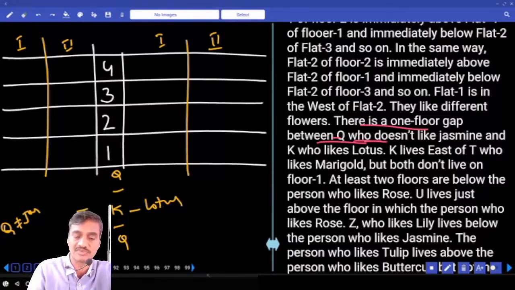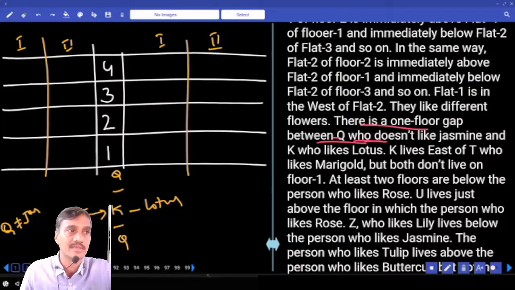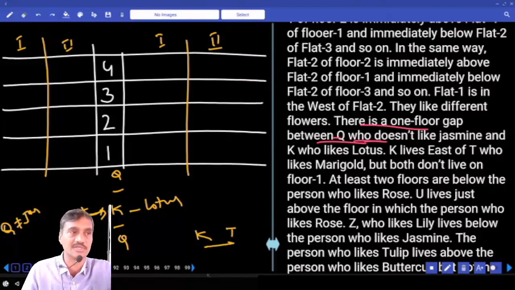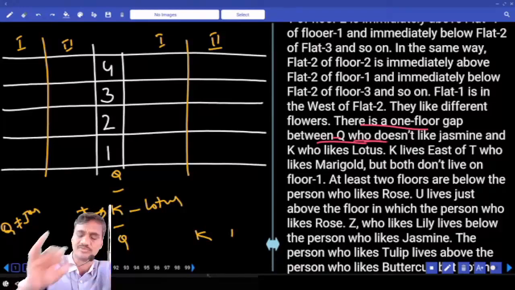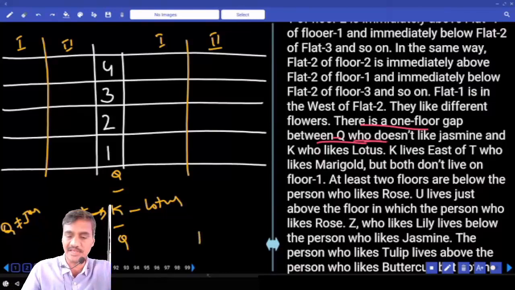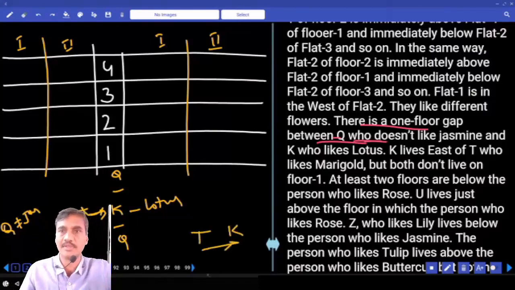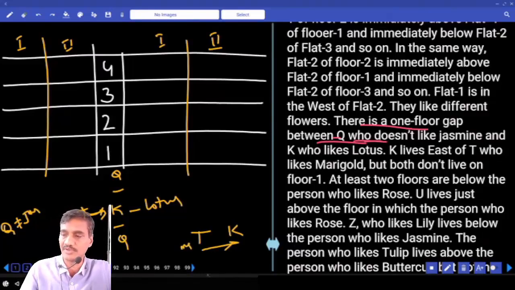K lives east of T means K and T are like this. East of T అంటే ఎలా ఉండాలి చెప్పండి. Now K and T must be like this, అంతే కదా. And K lives east of T. Tకి ఈస్ట్లో ఉన్నాడు. Tకి ఈస్ట్లో ఉండాలంటే T ఎటు పక్క ఉండాలి, and T is to the west. And K lives east of T, అంతే కదా. And T who likes marigold. Now which likes marigold here? And T likes marigold and K likes what?